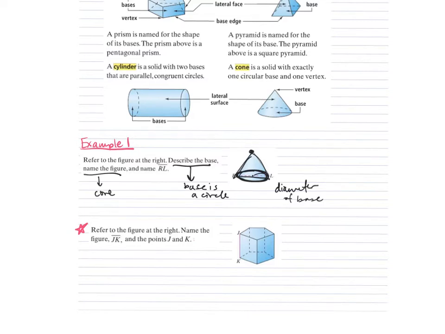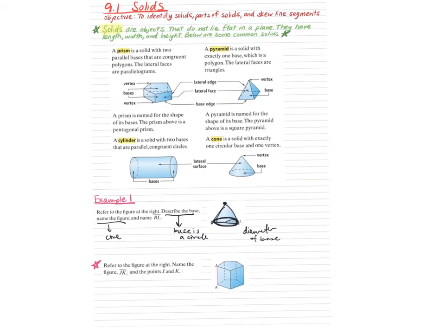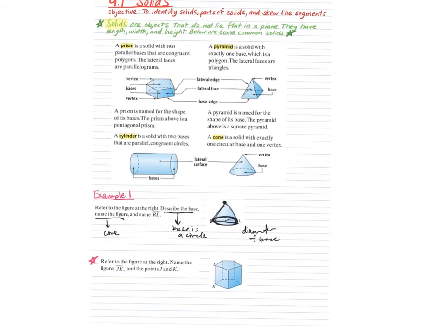Okay, so try this on your own. Just think about it for a minute. What shape are the bases? Is this a pyramid? Is this a prism? Is this a cylinder or a cone? Decide which one. And then once you see which one that is, actually you can use this, right? Is JK a lateral edge, a lateral face, a base edge, a vertex, a base? And then this point J, a base, a vertex, a lateral edge, lateral face. So think about that for a second.